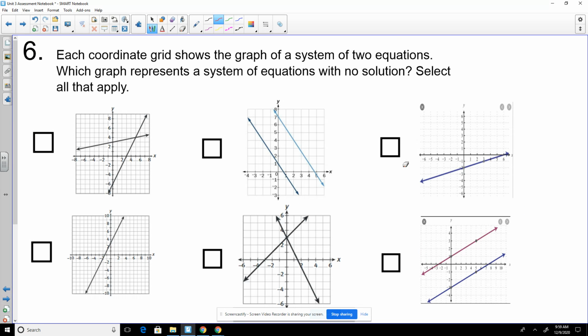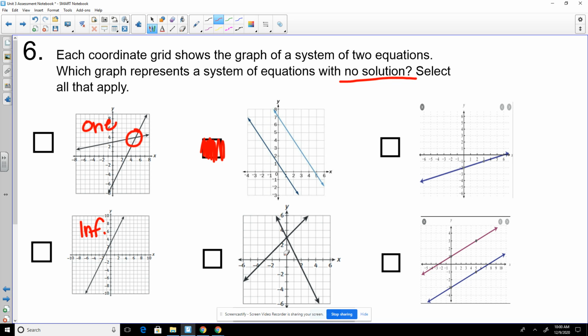Now, the last definition that we talked about was no solution. Each coordinate grid shows the graph of a system of 2 equations. Which graph represents a system of equations with no solution? No solution. So we have 2 intersecting lines that intersect at one point, so this would be one solution. We have 2 lines that overlap each other, so this is going to be infinite solutions. We have 2 lines that never touch. They're parallel and they never touch. Because they never touch, that means that they have no solution.